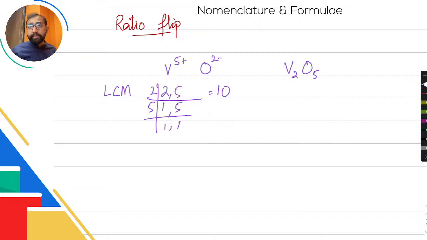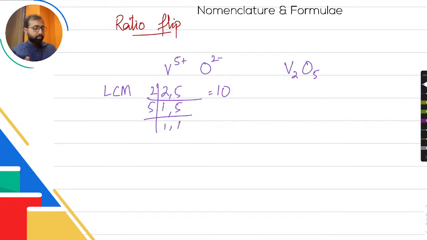Yeah, so their LCM is 10, which means I need both of them to give or gain 10 electrons. So how many vanadium do I need to lose 10 electrons? 5, right? One is losing 5, so 2 will lose 10 electrons. That is why I need 2 vanadium. And how many oxygen do I need to gain 10 electrons? When one of them is gaining 2, I will need 5, because 2 times 5 is 10. And all of that math, you can avoid. You can do it right away by just doing the ratio flip method.